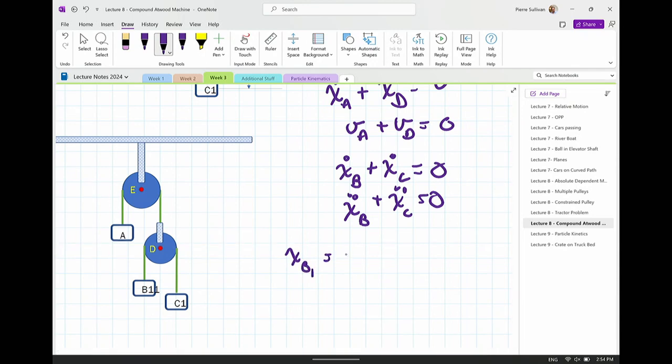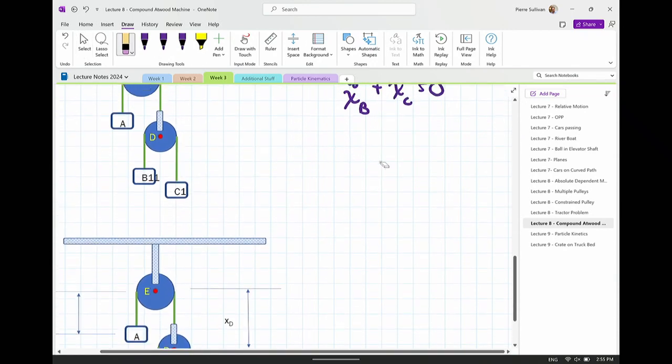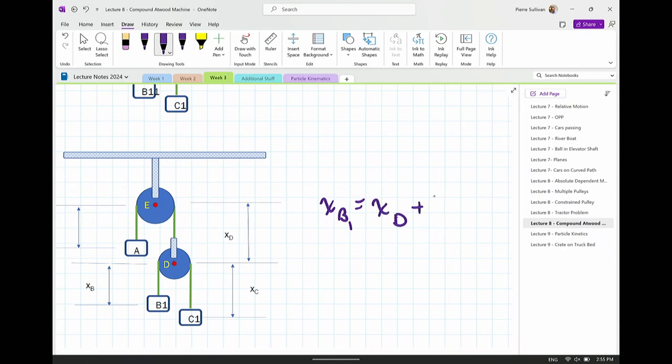But I can also say, look, xb1 is equal to xd plus xb. And I'm just adding the 2 points together and referencing it to point E. So D is changing, B is changing. So xb1 is just referenced to this upper origin.